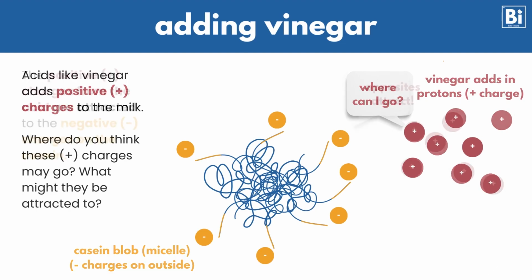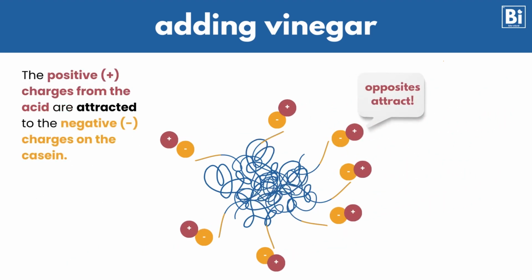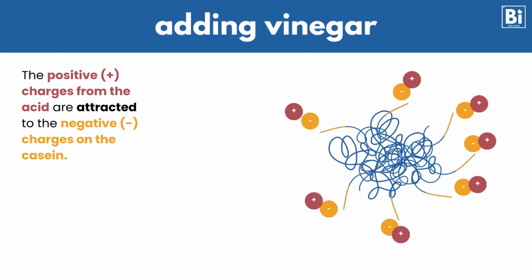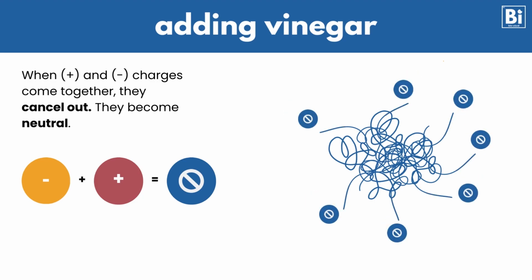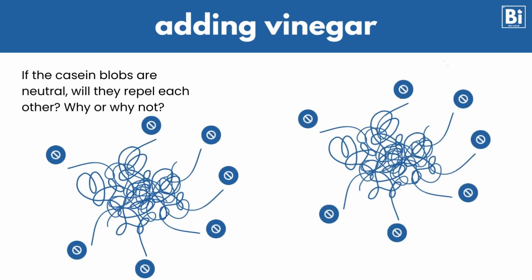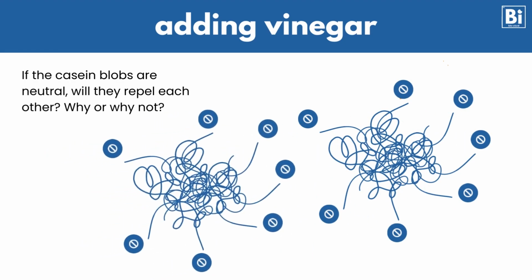Well, it's just like magnets. Opposites attract. So those protons are going to be attracted to the outside of the casein blobs. When the positive and negative charges come together, they cancel out and they become neutral, so they're no longer charged. They have a neutral charge. And that is really important to thinking about how they may interact with each other.